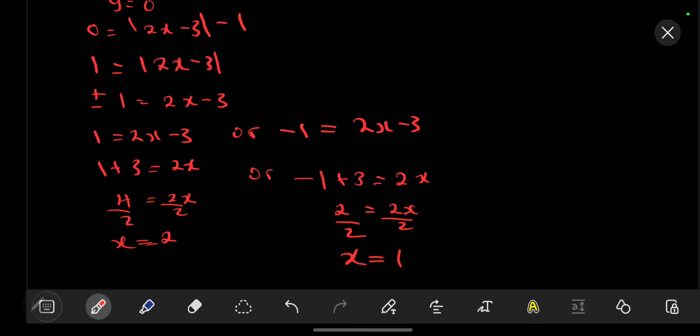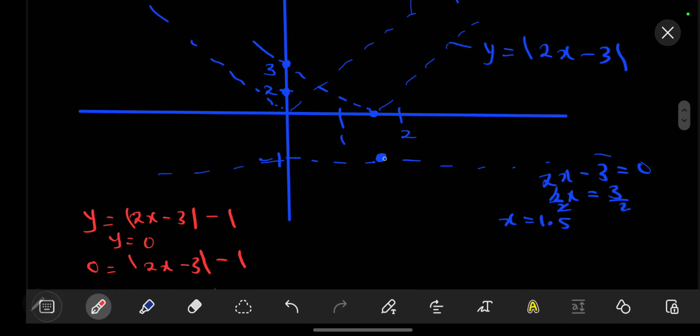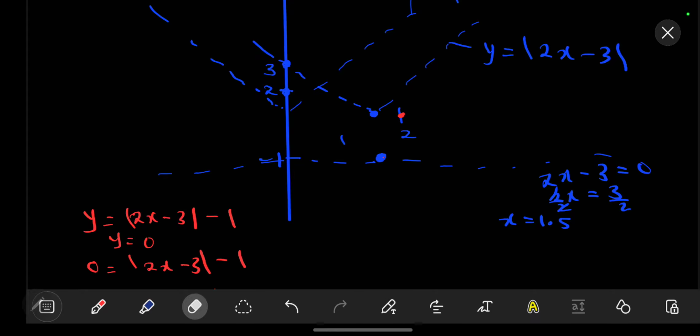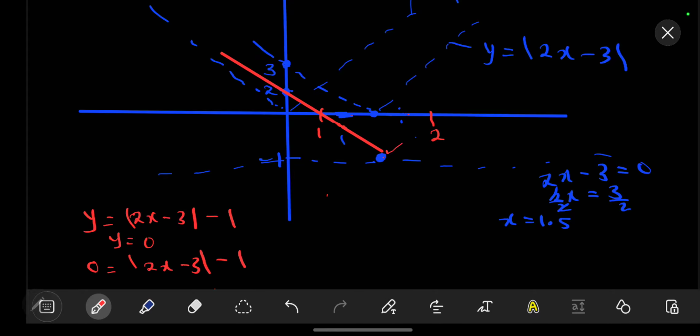So this graph passes at 1 and 2. So we have 1 and 2. So it passes this point and this point, then it connects to 2. It will be a bit difficult to draw the straight line. So we have the graph that looks like that. Let me just move the point 1 a bit. Yeah, so this is our graph of y equals the absolute value of 2x minus 3, minus 1.